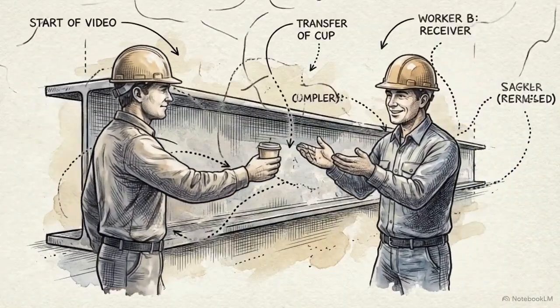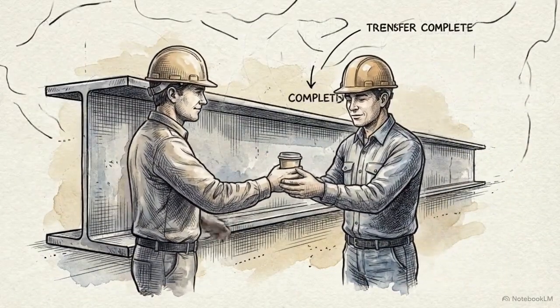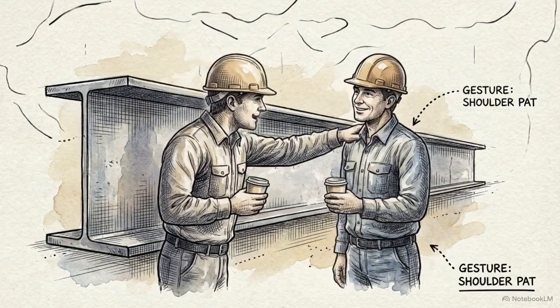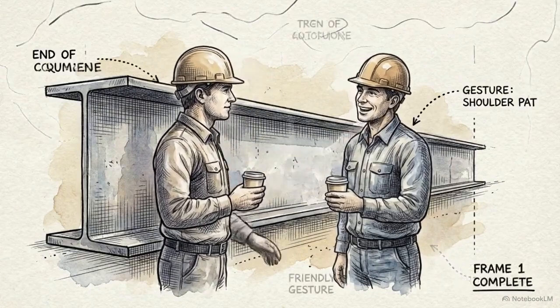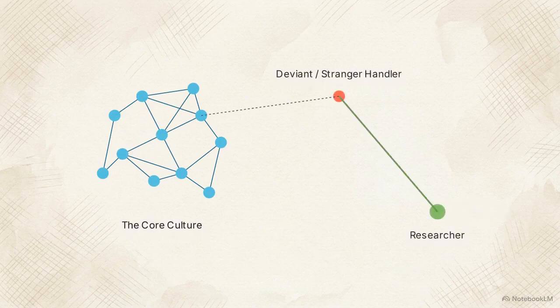Operating at this level requires establishing rapport. The researcher must build deep trust to gain access to sensitive information. But building that trust comes with traps. Researchers are warned against relying on deviants or professional stranger handlers, marginal group members eager to interact, but who provide a deeply flawed view of the actual culture.